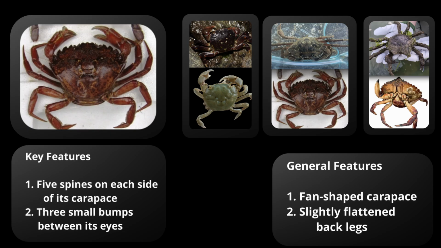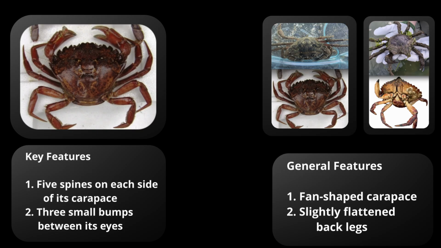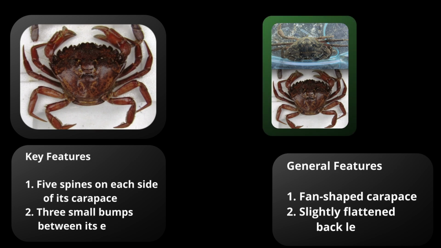Let's start with the European green crab. Their general features include a fan-shaped carapace and slightly flattened back legs. Their key features are 5 spines on each side of the carapace and 3 small bumps between the eyes. Starting with the general features, we can eliminate everything that isn't the right carapace shape. Now, for the ones where we can see the back legs, we can eliminate the ones that aren't slightly flattened. Finally, we can eliminate anything that doesn't have 5 spines on each side of its carapace and 3 bumps between its eyes, which leaves us with these 2.